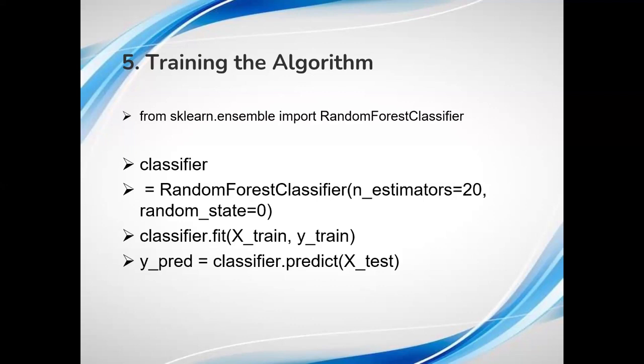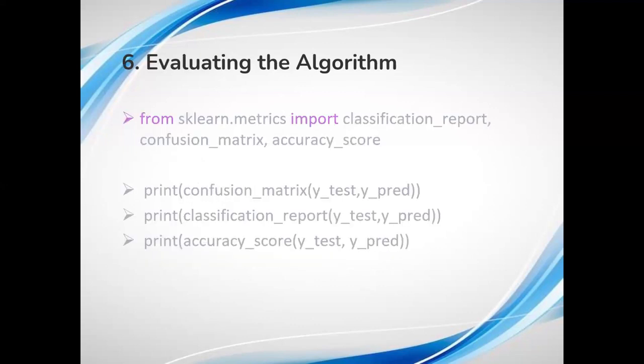Then, at last, I will print the confusion matrix. In regression, I will print mean squared error, mean absolute error, root mean squared error. But in classification, I will print the confusion matrix of y_test comma y_predicted. I will explain the confusion matrix later.